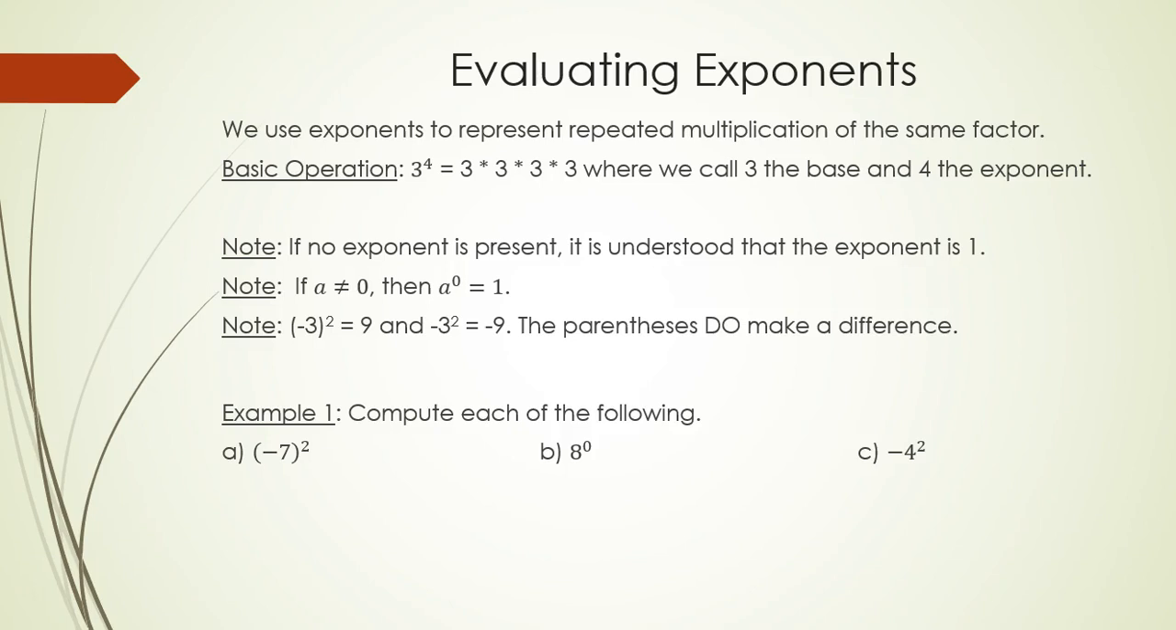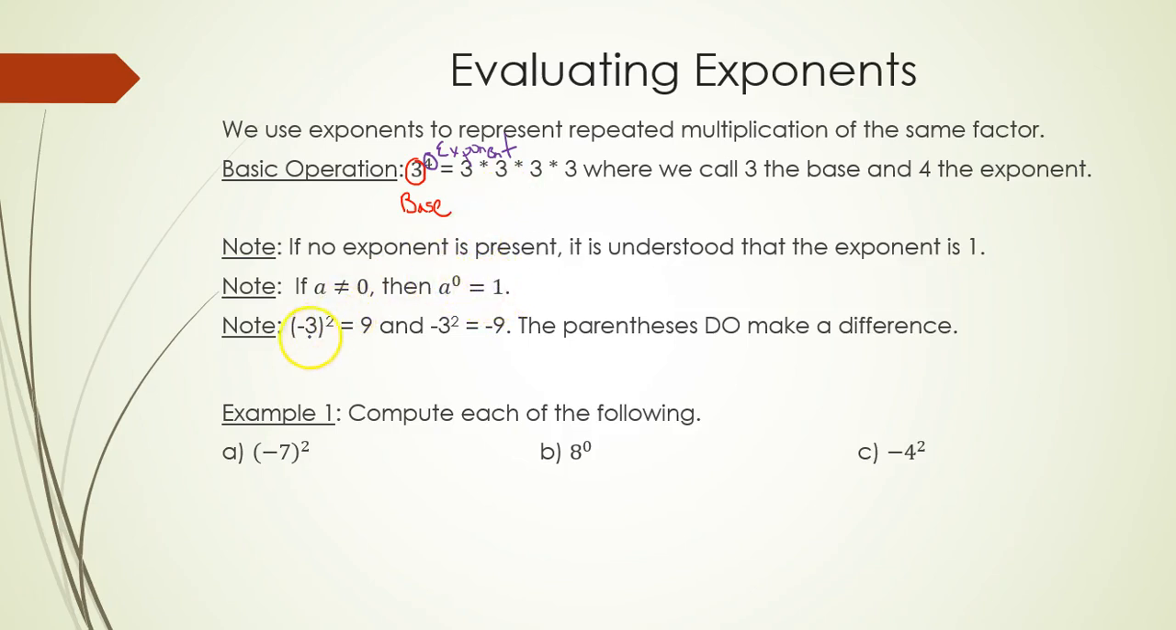The basic operation, as seen, is 3 to the 4th power, which means we take 3 and multiply it with itself 4 times. 3 is called the base, and 4 is called the exponent. If no exponent is present, it is understood that the power of the exponent is 1. Any base raised to the 0 power is equal to 1.